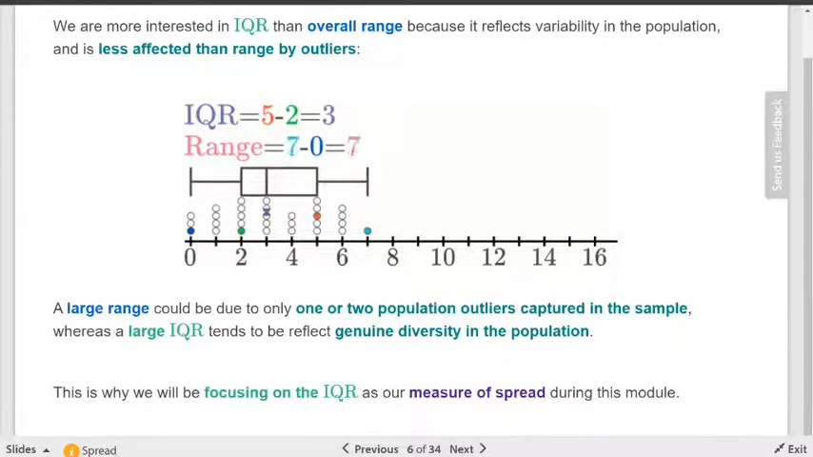Okay, so that's the one we're going to focus on as our measure of spread. So don't mention range. You can mention range if you want to, but there's really no point. If you'd like to compare the ranges, that's just one more feather in your cap, but it's also more for me to read.